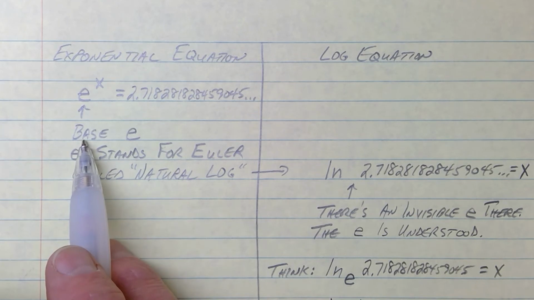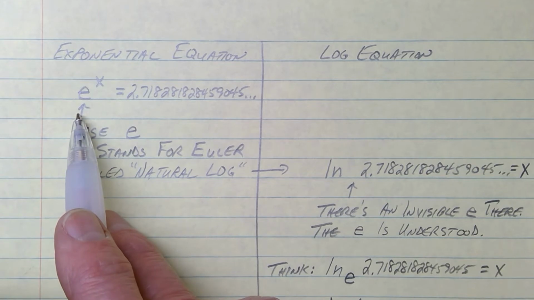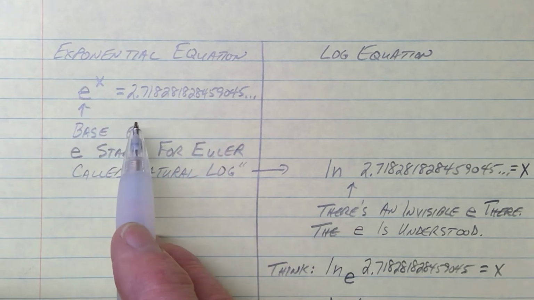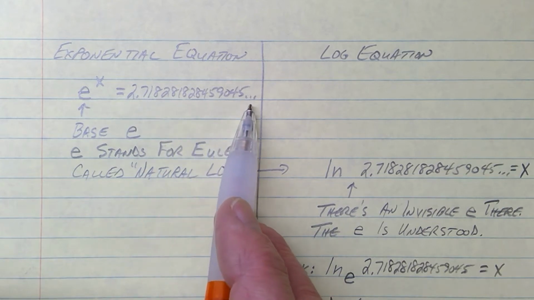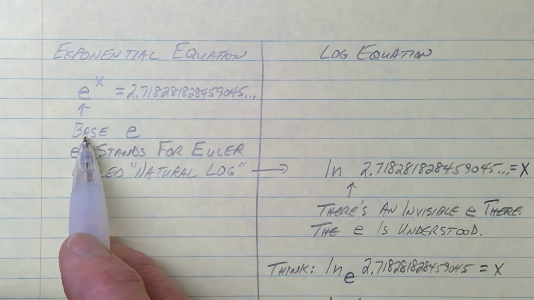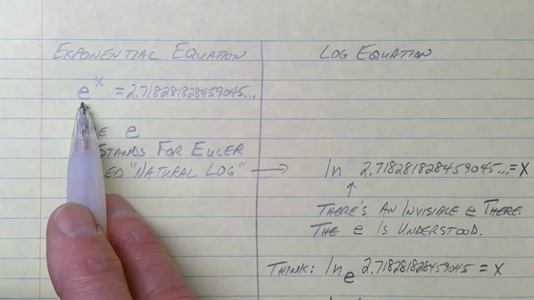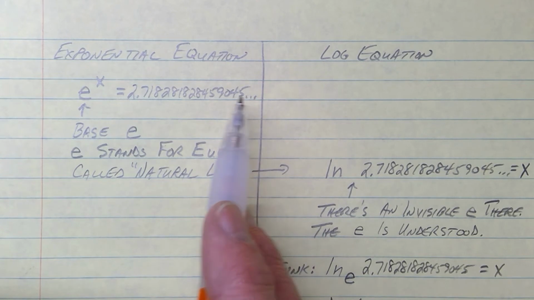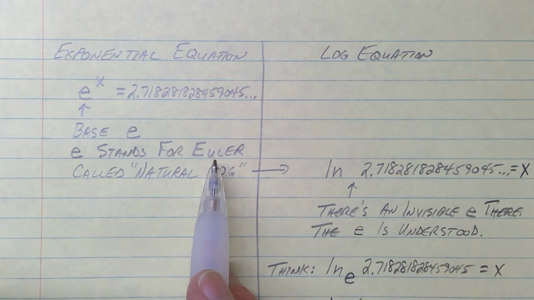All right, notice the base is e. That's a number. We just don't want to write down all the digits. It's actually this number right here, which I was getting ready to show you. 2.7 1828 1828 4590 45, and it goes on forever and ever. All right, so this is a number. It's 2.72 and a whole bunch of other stuff. We don't want to write this down every time, so we just write down e, and the calculator remembers all of these numbers for us. So notice that it's base e. E stands for Euler. He came up with this number, and we call it a natural log.